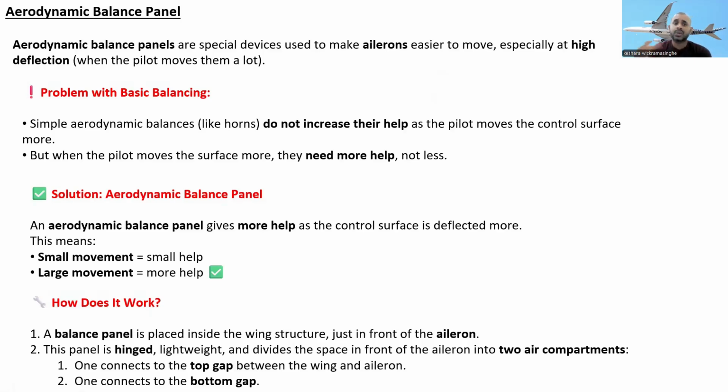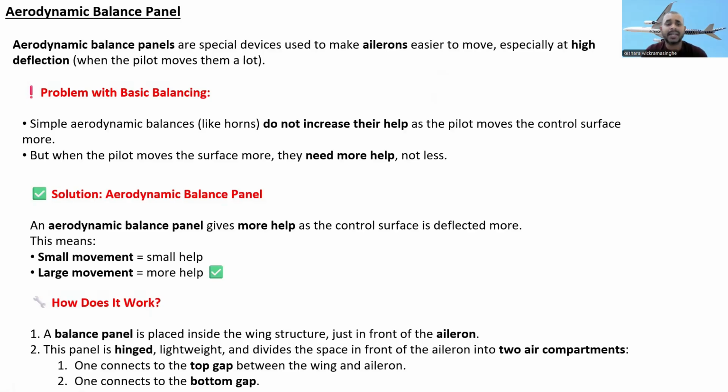So the solution for this is the aerodynamic balance panel. An aerodynamic balance panel gives more help as the control surface is deflected more. This means a small movement gives small help, and a large movement gives more help. So how does it work?